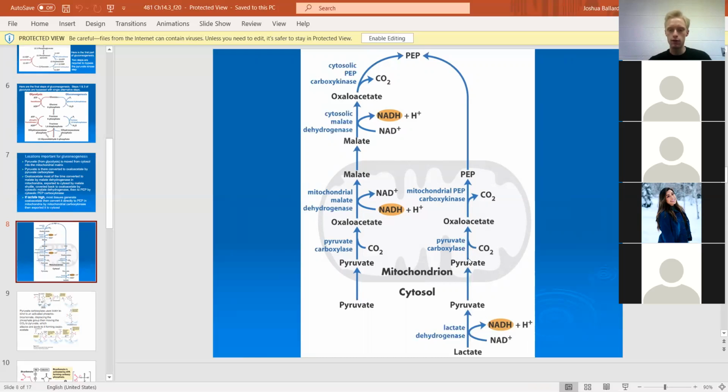And then pyruvate is able to enter the mitochondria. It's converted into oxaloacetate, and then converted to PEP. And there are transporters in the mitochondria for PEP. PEP then moves on to the rest of the steps in gluconeogenesis. Does anyone have any questions about that? That covers a majority of what's going on with gluconeogenesis.